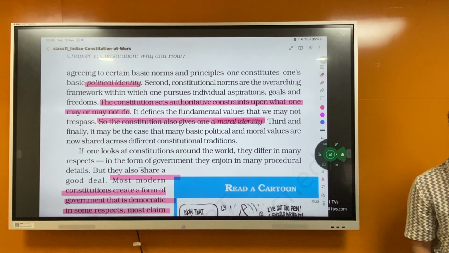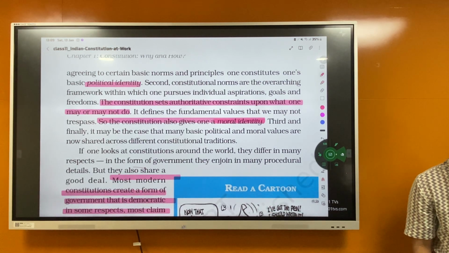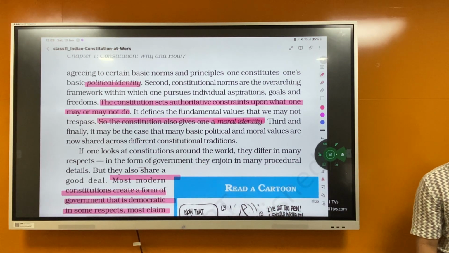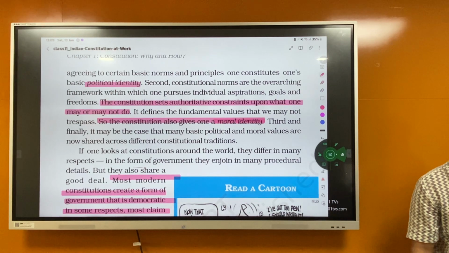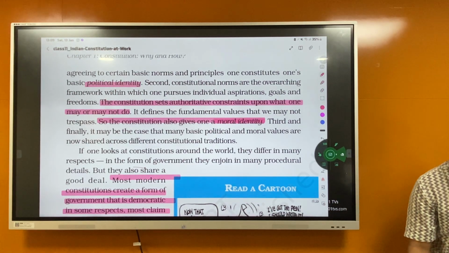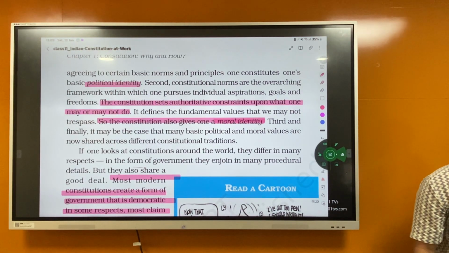And it gives a moral identity too. That some fundamental values cannot be trespassed. Certain things which are derogatory to a woman cannot be used, like words. That is a fundamental duty. So that gives us a moral identity too.